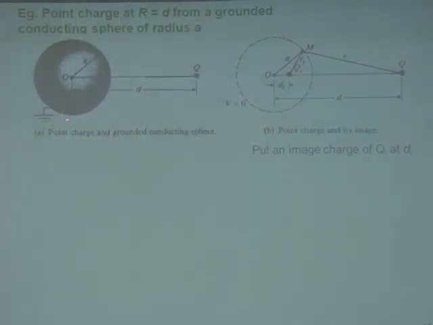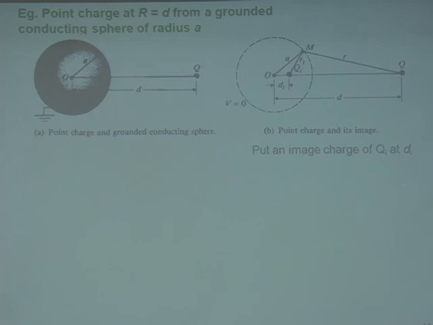So the surface of a metal is an equipotential surface. So you have a spherical equipotential surface with a potential equal to 0. Okay, and you put a real charge right here, and you are asked to solve the electric field and electric potential everywhere in space, outside this ball.